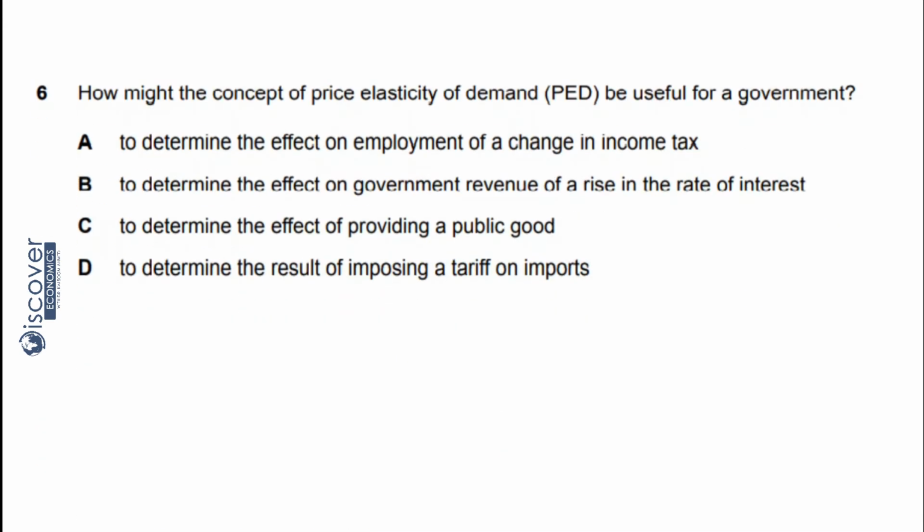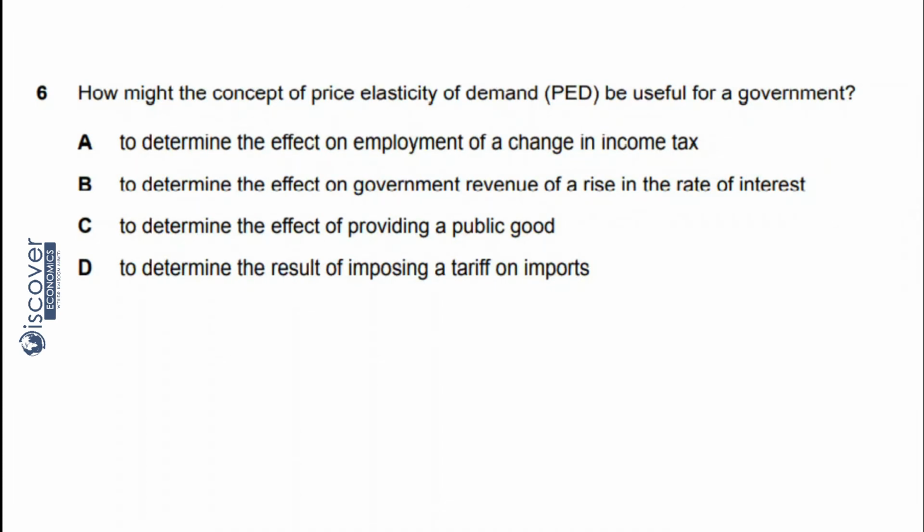Now come to question number 6. How might the concept of price elasticity of demand be useful for a government? Okay, so the government is going to face the problem of price elasticity of demand. Now see, price elasticity of demand is always a relationship between one variable and another variable. The first variable is price and the other variable is quantity. So let's see what price and quantity the government is going to face.